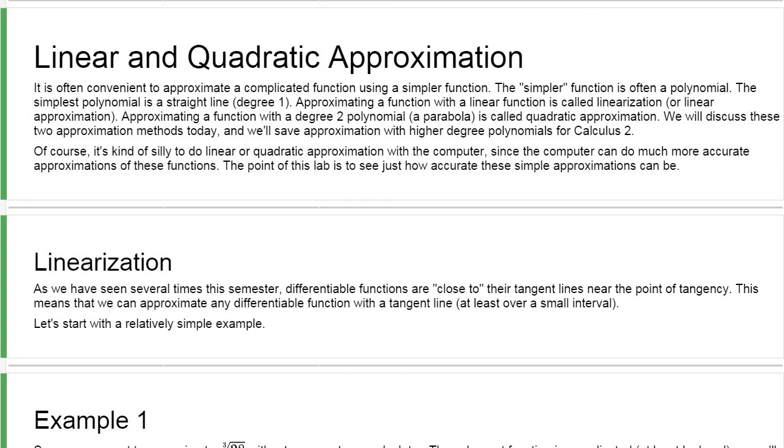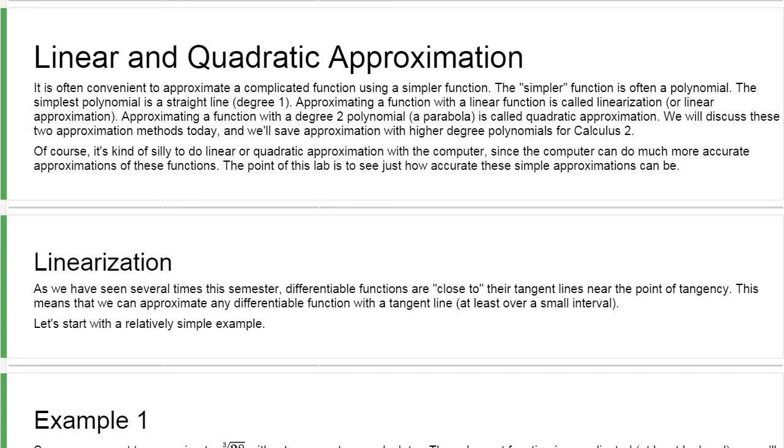In this video, we're going to talk about linear and quadratic approximation. It is often convenient in many different kinds of applications to approximate a complicated function by something that's simpler. Oftentimes a simple function is a polynomial. The simplest polynomial is a straight line, so degree 0 would be a horizontal line, but non-horizontal lines are degree 1 polynomials.